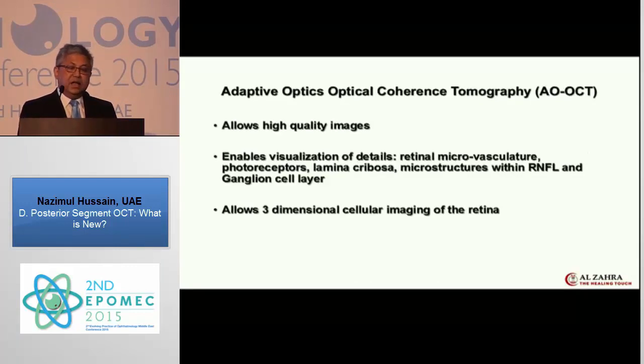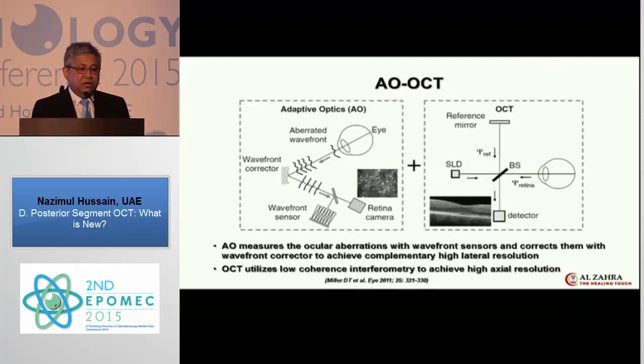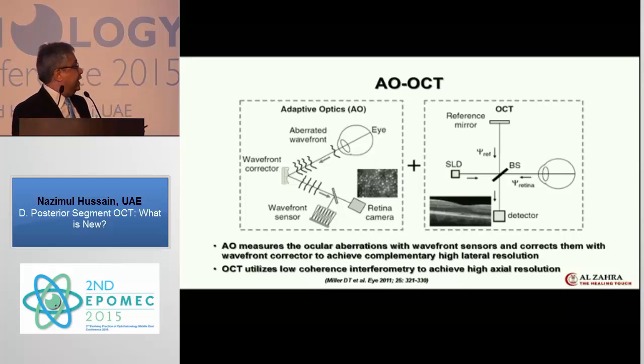As a result we get very high-quality images, and it can help us visualize the retinal microvasculature, photoreceptors, lamina cribrosa, and ganglion cell layer microstructures. So we can have three-dimensional cellular imaging of the retina. You might be able to understand how important and interesting it is for those working on research at the photoreceptor level. It uses wavefront sensors, as you can see here, to avoid the aberration, and you get high lateral resolution.